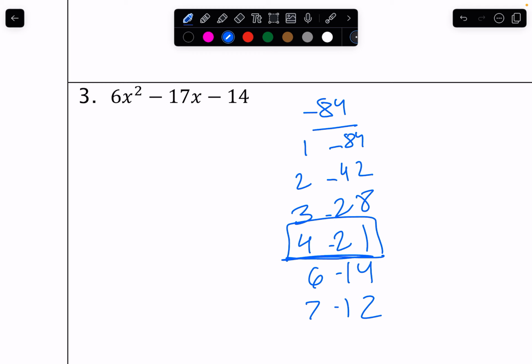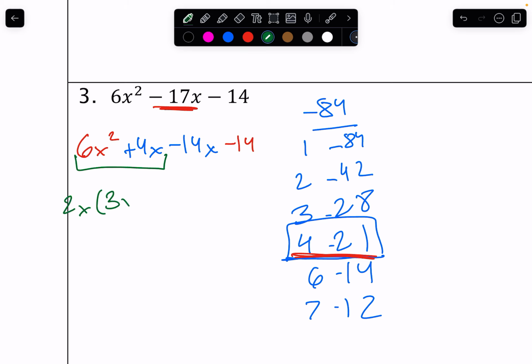So I have to rewrite my middle number using my 2 magic numbers here. So I've got my 6x squared, and then instead of 17x, I'm going to put plus 4x minus 14x minus 14. And then I just got to do my factoring by grouping. Here, I can take a 2x out, and I get 3x plus 2.